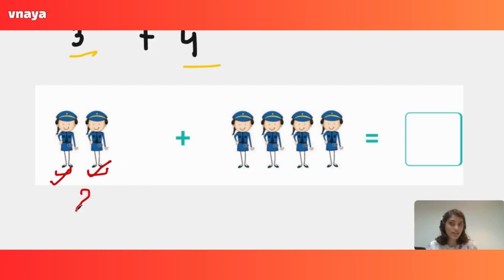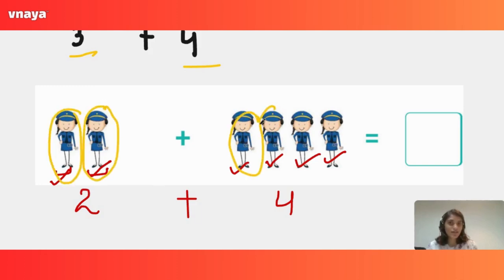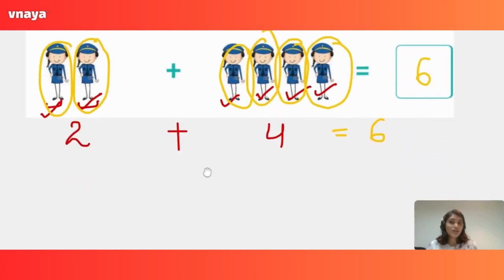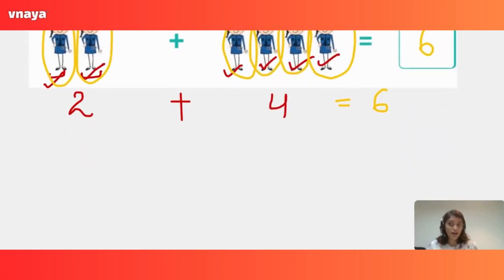So let's count. These are two friends, and I'm adding one, two, three, four friends. So together the total friends will be one, two, three, four, five, and six. So this means that the total number of girls here is six. So this means that 2 plus 4 is equal to 6, right? Yes. Okay, so this is the addition that we are learning.